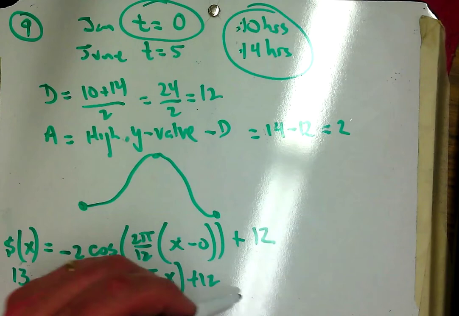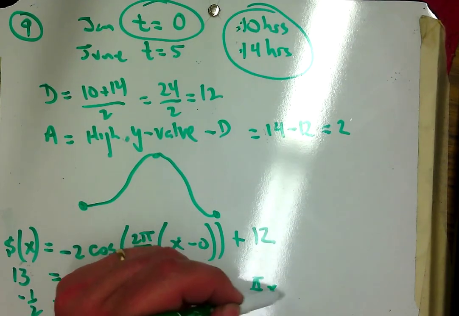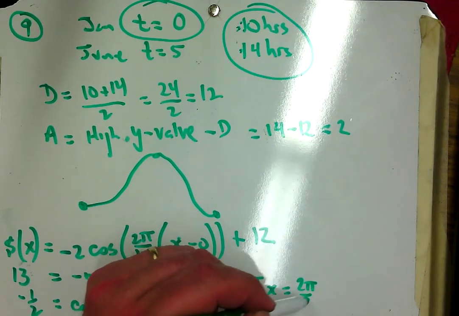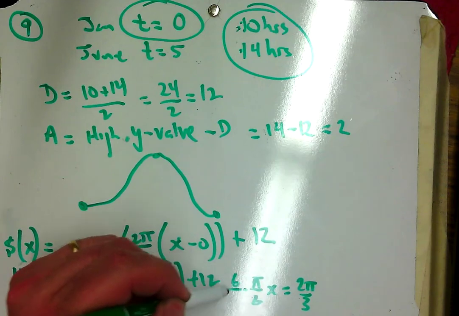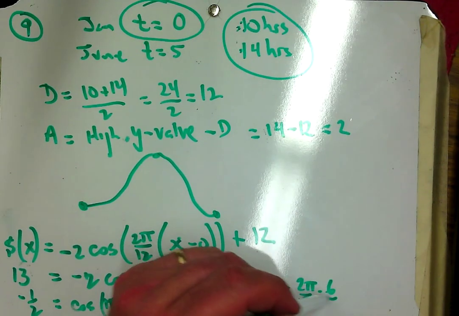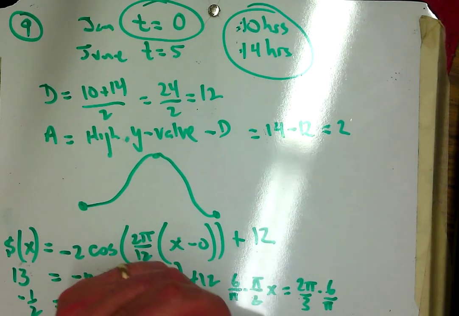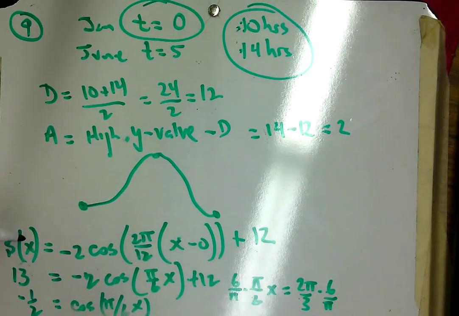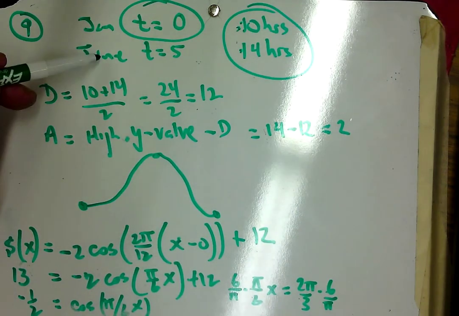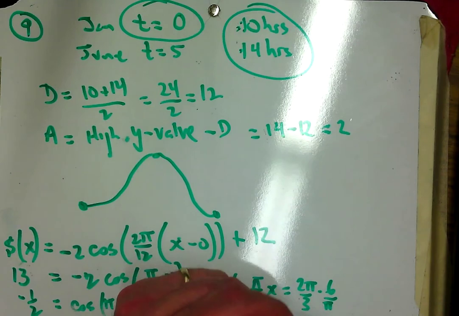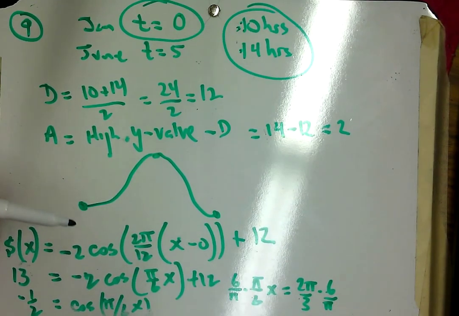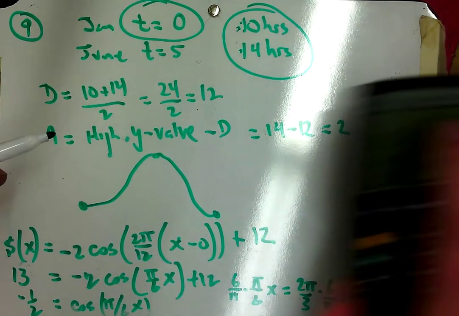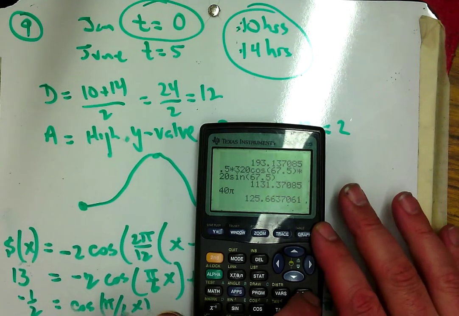So I know that pi over 6x should equal 2 pi over 3. So if I multiply by 6 over pi on both sides, I end up with x equals 4. So 5 was June, this must be May. Okay, but you could also think about graphing this way.